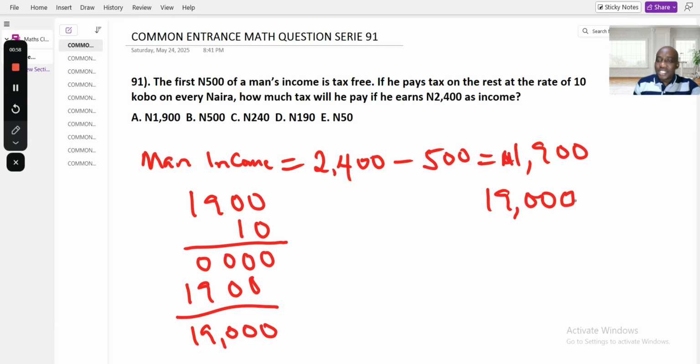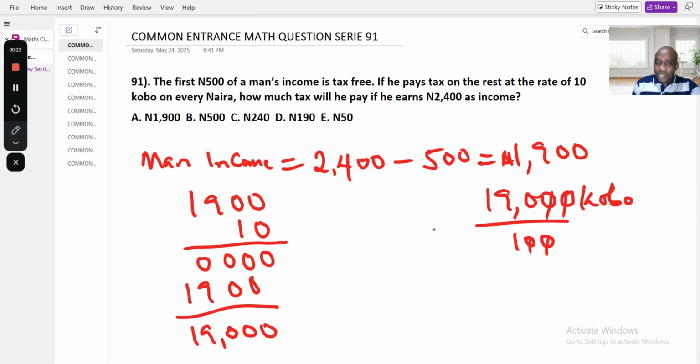Therefore, this is the total kobo the government is going to charge this man. How many kobo can we see in 1 naira? We see 100 kobo in each 1 naira. We are going to convert this 19,000 kobo to naira so that we know the amount of naira. Now let's divide it by 100. 100 kobo make 1 naira. 0 here, 0 here, 0 here, 0 here.